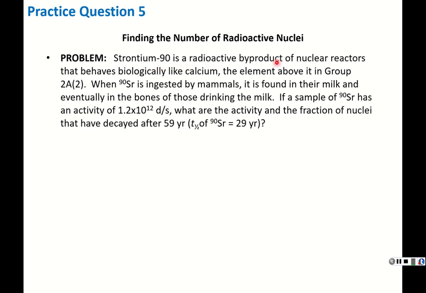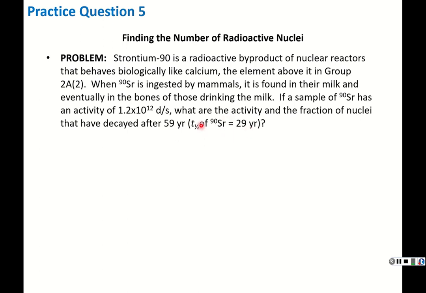Strontium-90 is a radioactive byproduct of nuclear reactors that behaves biologically like calcium, the element above it in group 2A. When strontium-90 is ingested by mammals, it's found in their milk and eventually in the bones of those drinking the milk. If the sample of strontium-90 has an activity of 1.2 times 10 to the 12th disintegrations per second, what are the activity and the fraction of nuclei that have decayed after 59 years? And then it gives us the half-life is 29 years.